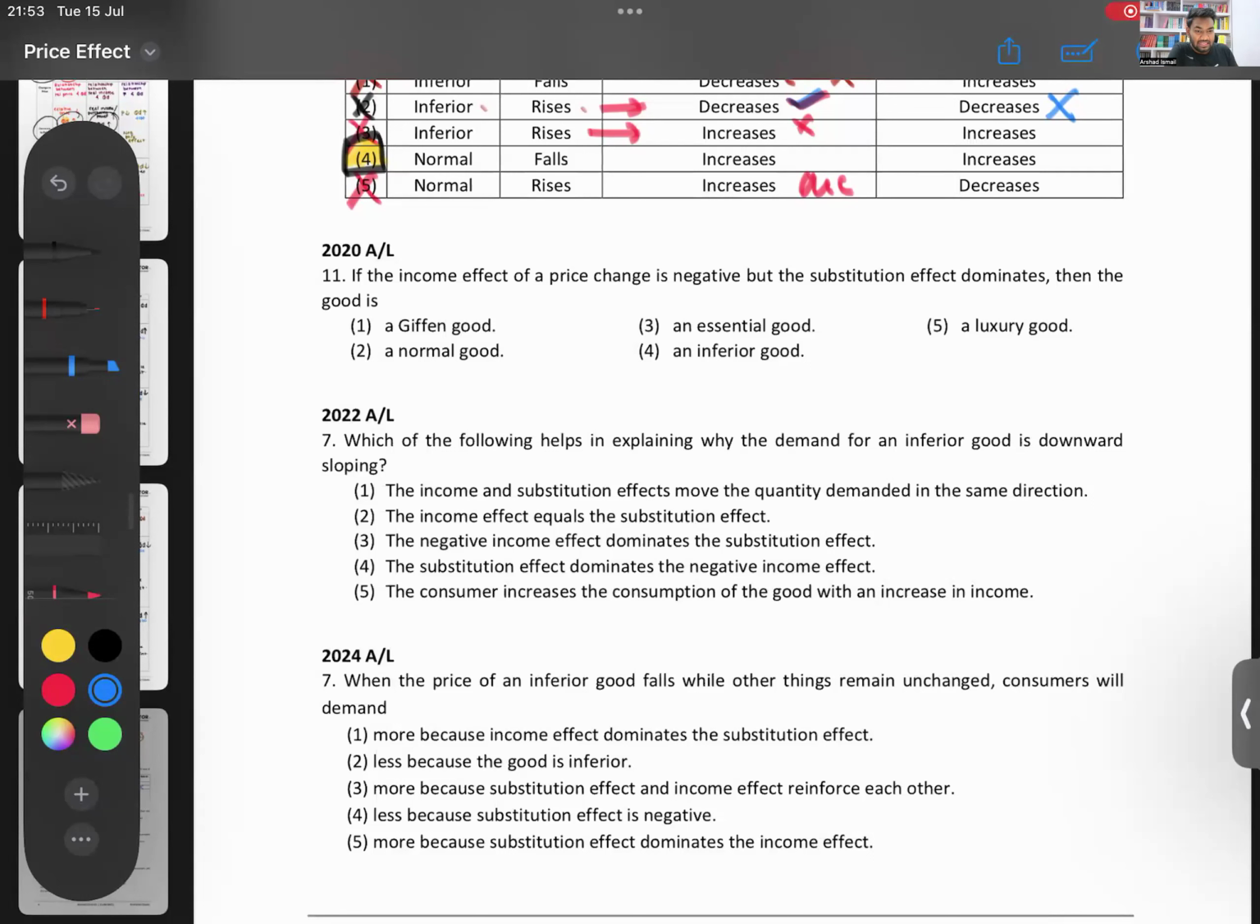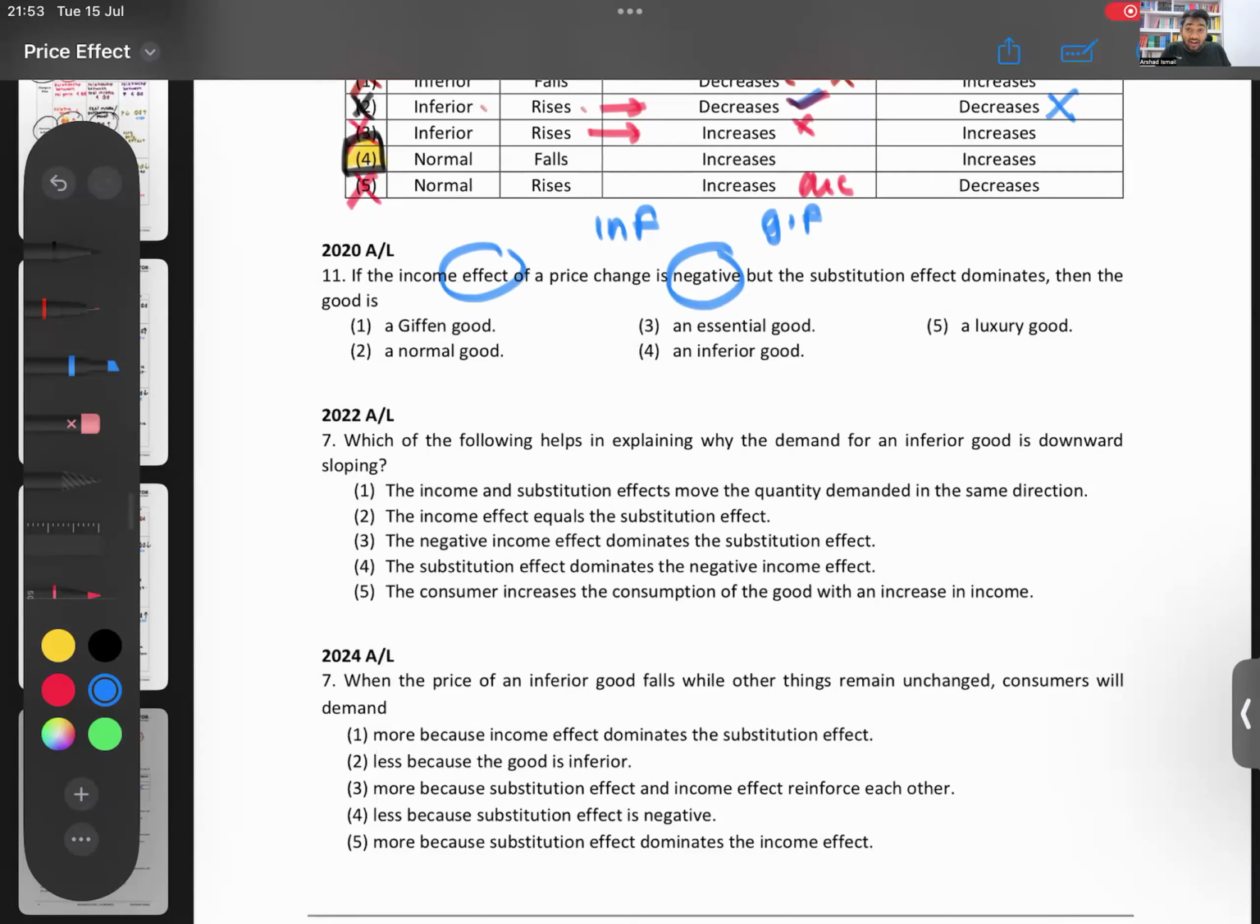First line. Income effect is negative. There are two goods. What are the goods that have a negative income effect? The two goods with a negative income effect are an inferior good and a Giffen good. Those are the ones that have negative income effects.